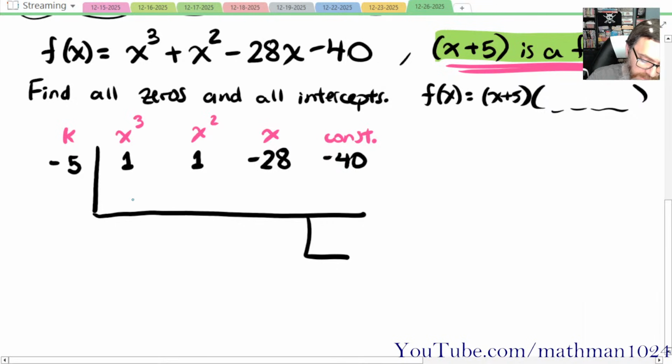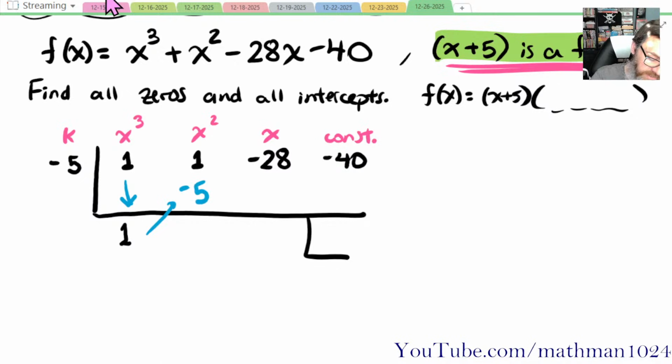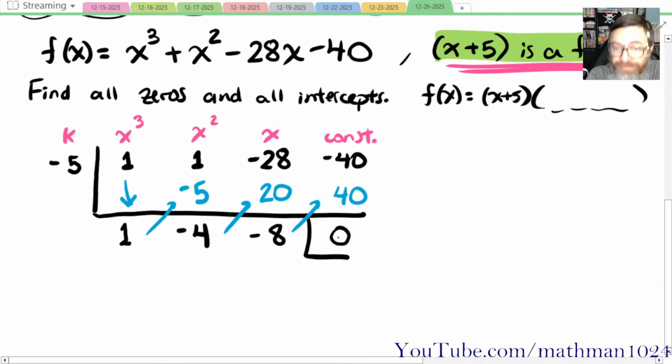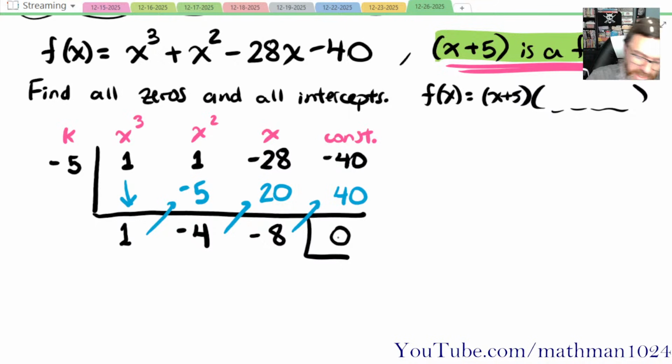All right, same as it ever was. Bring the 1 down. And now it's all about multiplying and adding. So 1 times negative 5, negative 5. We add to get negative 4, multiply to get positive 20, add to get negative 8, multiply to get positive 40, and there's my remainder of 0. Good, that's what I was supposed to have.